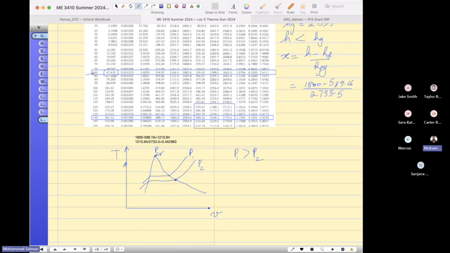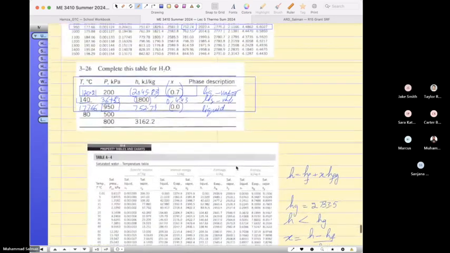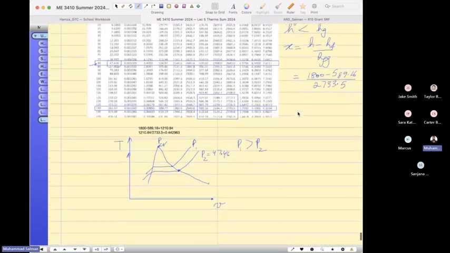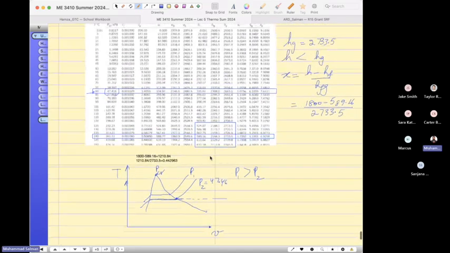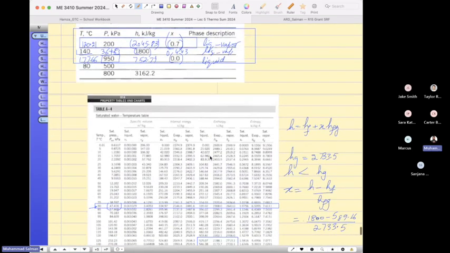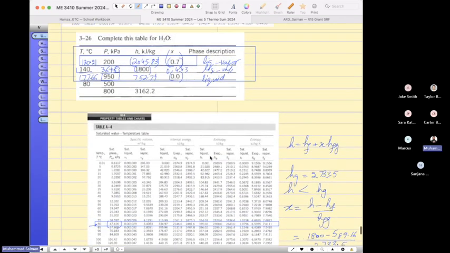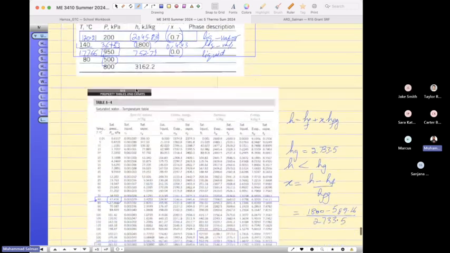So let's see, at 80 the pressure is 47.416, and our pressure, look, it is 950 kilopascals. It is much higher. So at this temperature, 80 Celsius, the pressure is, let me check one thing. 950 kilopascals. I'm sorry, I'm mixing. This is 500. Sorry. So this is 500 kilopascals.